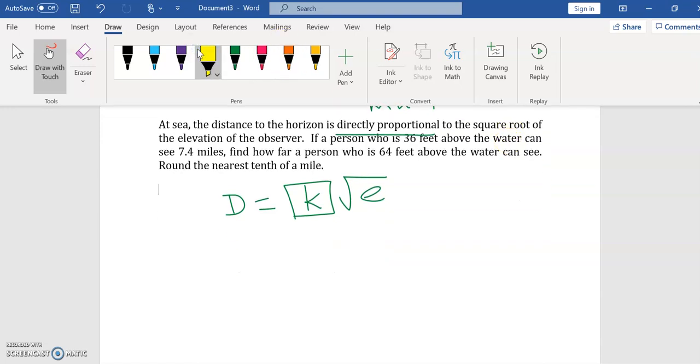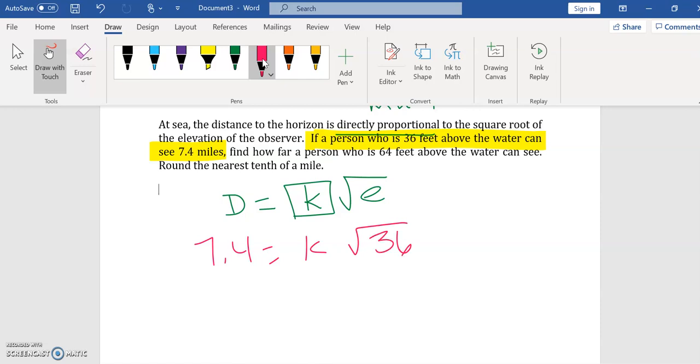Then we were given kind of a trial version, an initial condition. So this is 7.4 equals k times the square root of 36. We can use this equation to solve for k. So this is 7.4 equals 6k, divided by 6. And I'm going to actually pull up my calculator for a minute.